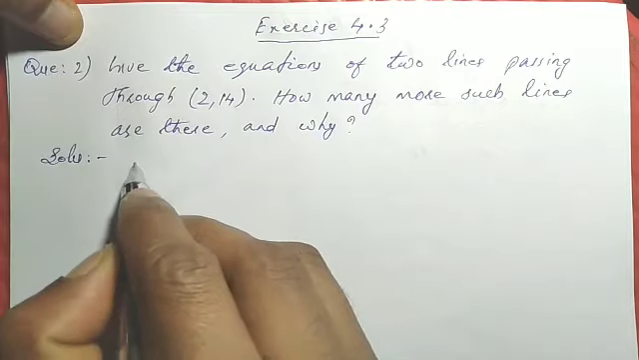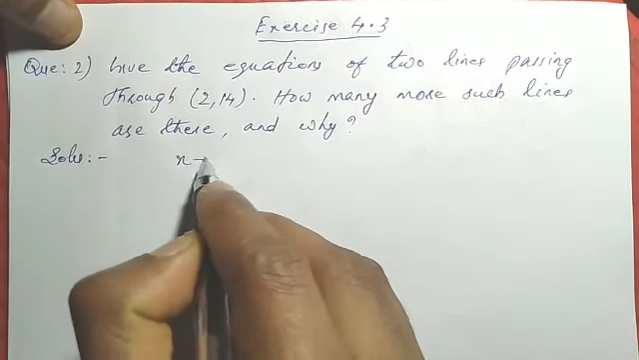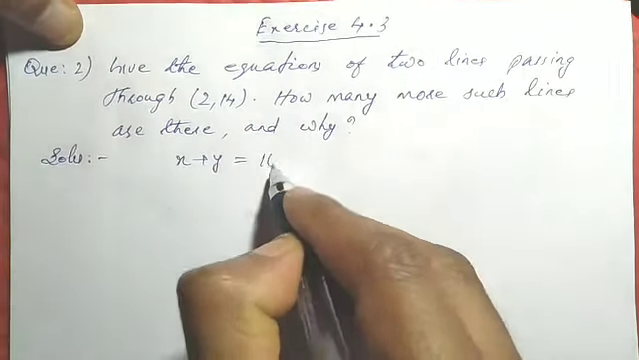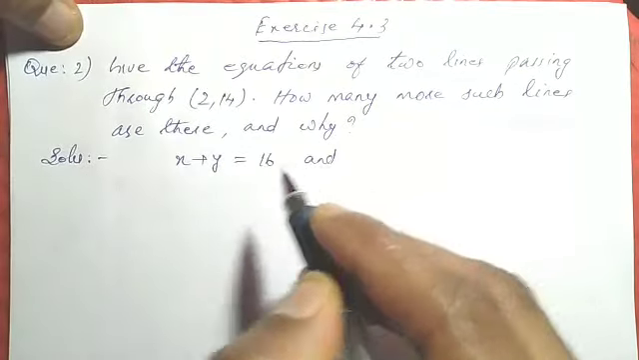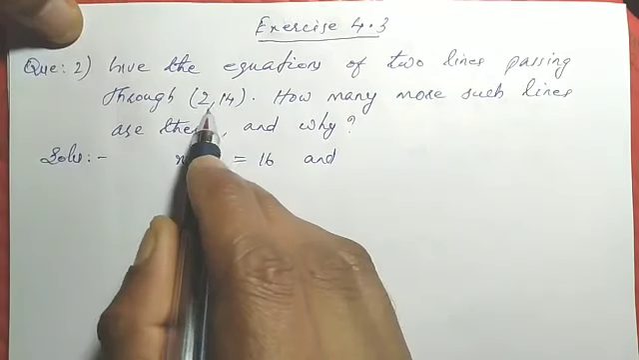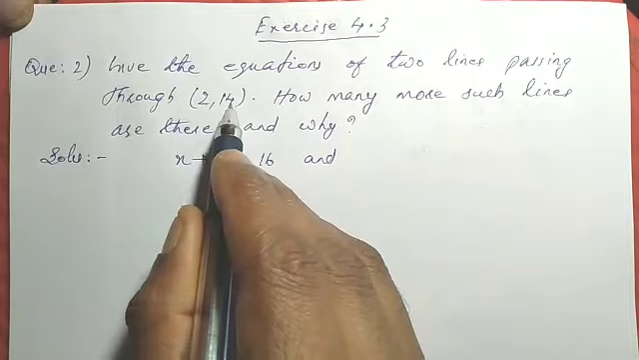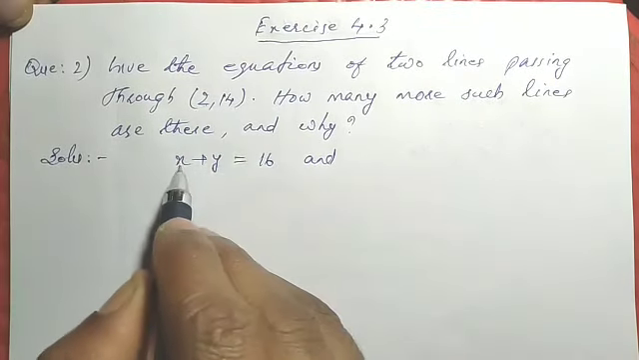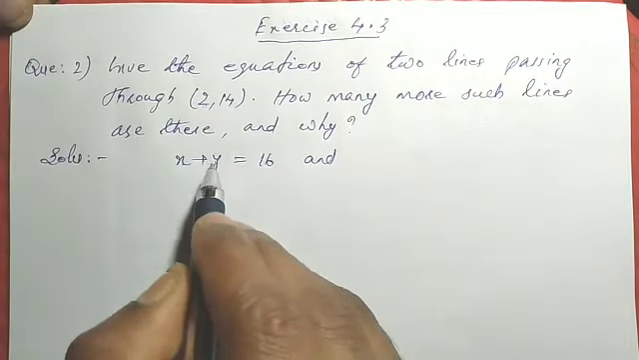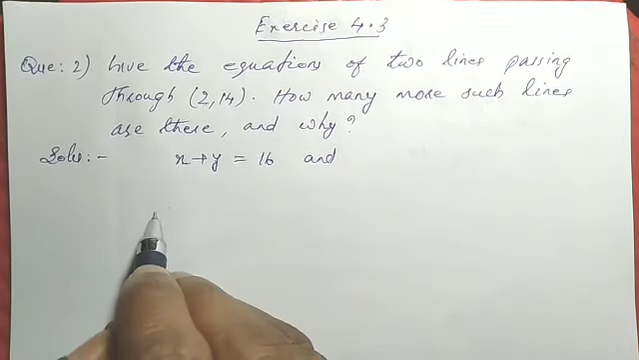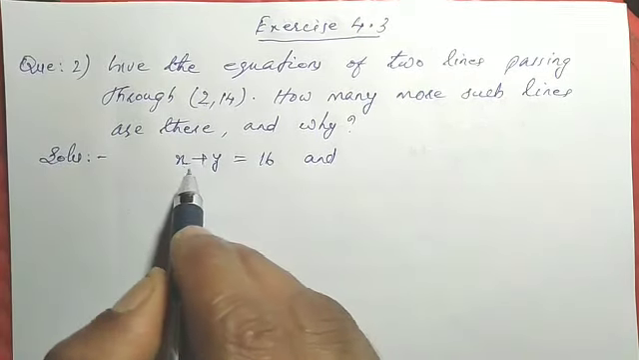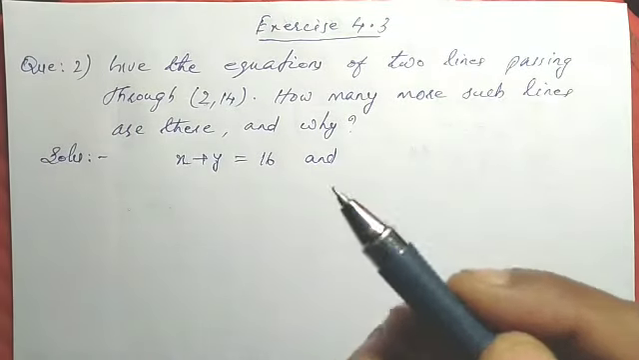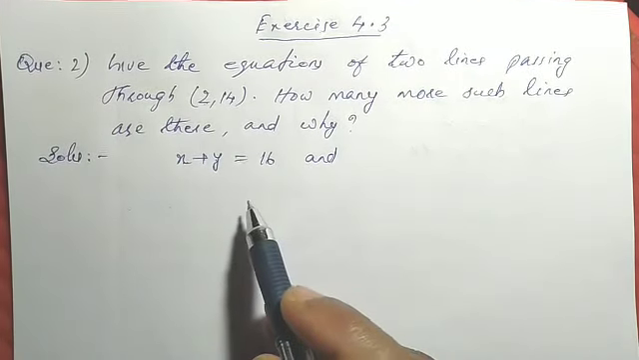So first we can write a solution. x plus y is equal to 16. Here, x is equal to 2, y is equal to 14. 14 plus 2 is equal to how much will it come? 16. So x plus y is equal to 16 is a solution, a linear equation in two variables.